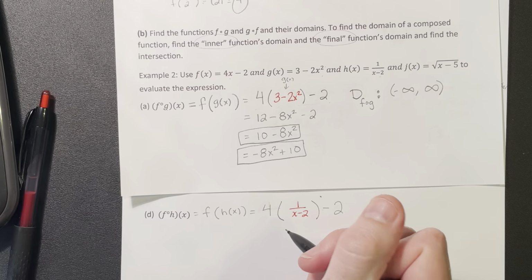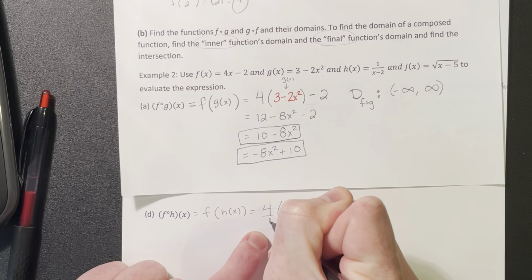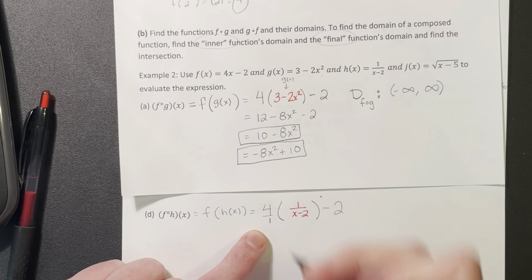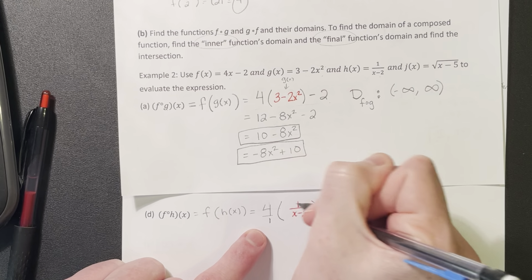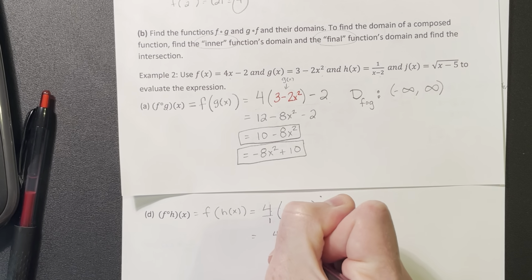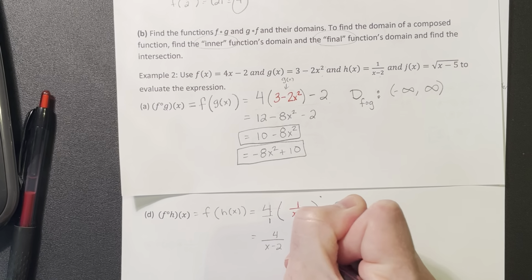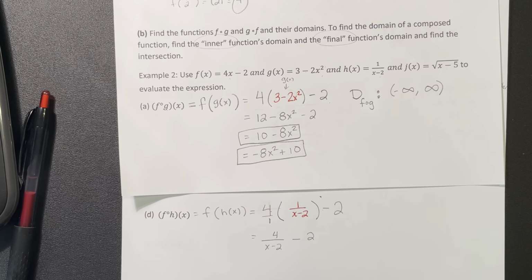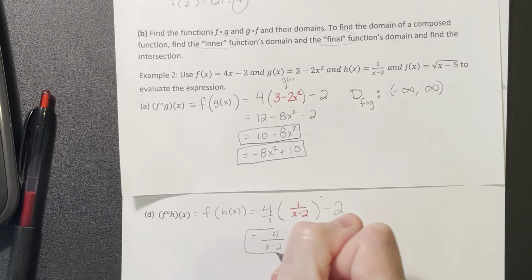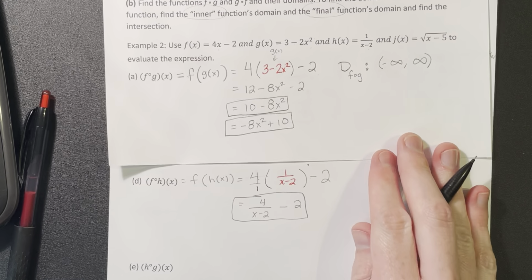Now I can distribute, but think about what you're distributing. This is 4 over 1. And so if I multiply, I'm really only multiplying fractions. This times this becomes 4 over 1 times that is just x minus 2, and then minus 2. And we can leave it like that. That works for this function.